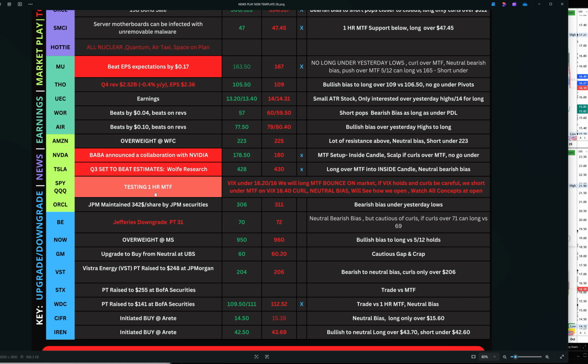SPY was testing the 1 hour MTF Cloud. What is an MTF Cloud? MTF Cloud is a Ripster EMA Cloud from the daily and 1 hour charts, which you can see on your intraday charts. It's a highly probable trading system which lets you go long, buy stock, short stock, and buy puts based upon the system that I teach you every day.